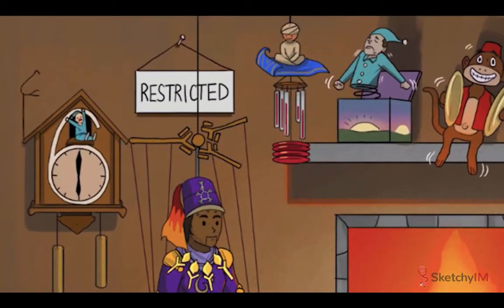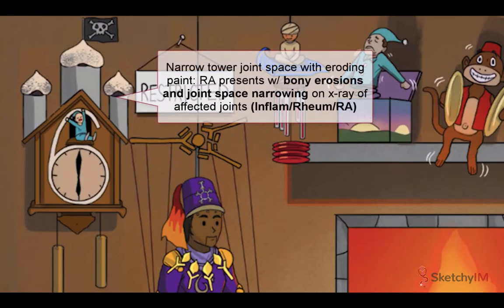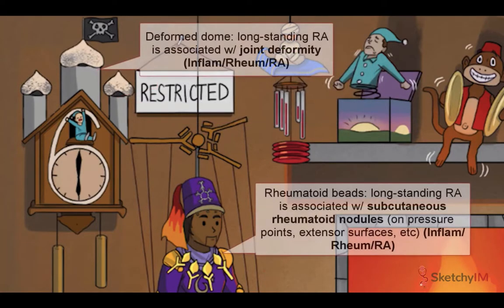Progressive changes to affected joints can be seen on X-ray, but you actually might not see much in early disease. With more long-term disease, joint space narrowing and bony erosions become evident. Under this little X-bones flag, we've incorporated the imaging findings within this Persian dome motif. Notice the eroding paint, as well as the narrowing joint space beneath the center dome.